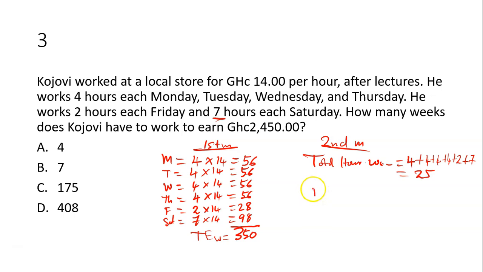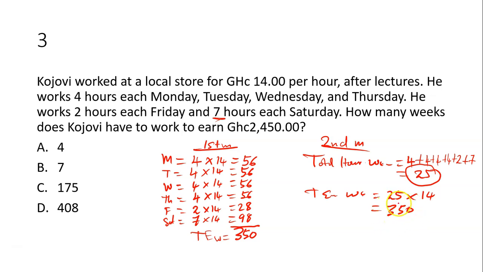So to get the total earning for the week, total earning should be total hours worked for the week, which is 25, times rate per hour, which is 14. So when you take your calculator and you check 25 times 14, you will also get the 350.